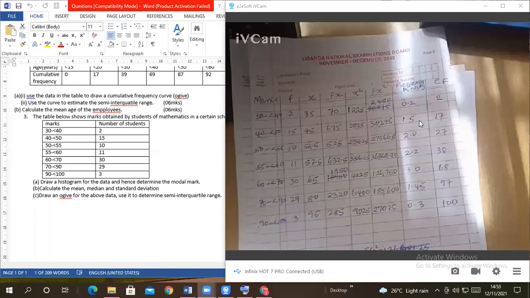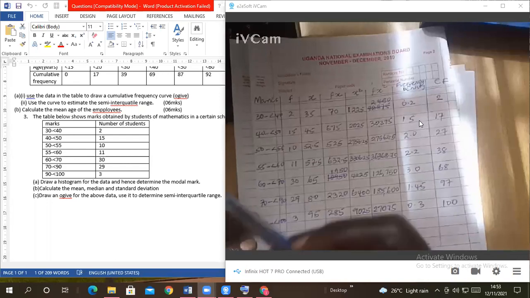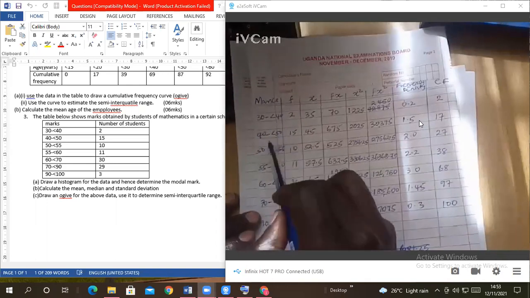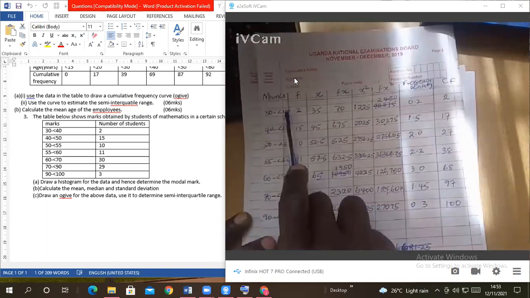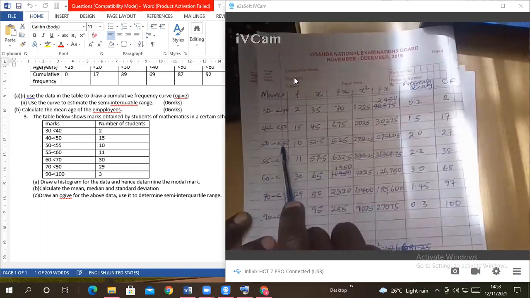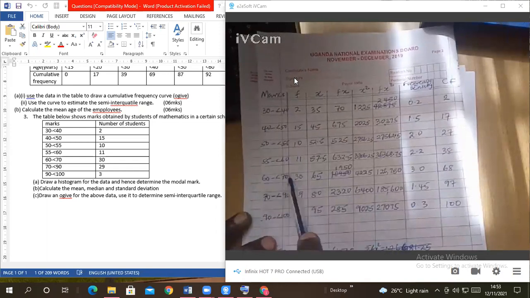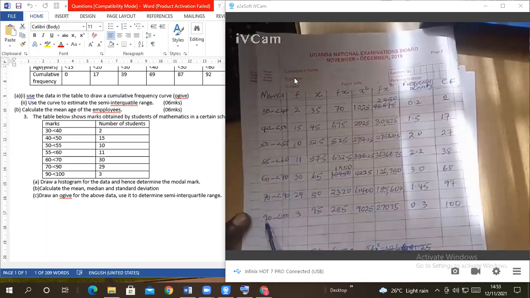But for this case, we are treating them as class boundaries because they are continuous. You can see clearly that 30 less than 40, 40 less than 50, it's continuous in that order. I believe you're seeing that. You have 40 here, 40 here, 50, 50, 55, 55, 60, 60, 70, 70, 90, 90. Those are class boundaries. That's how you determine.